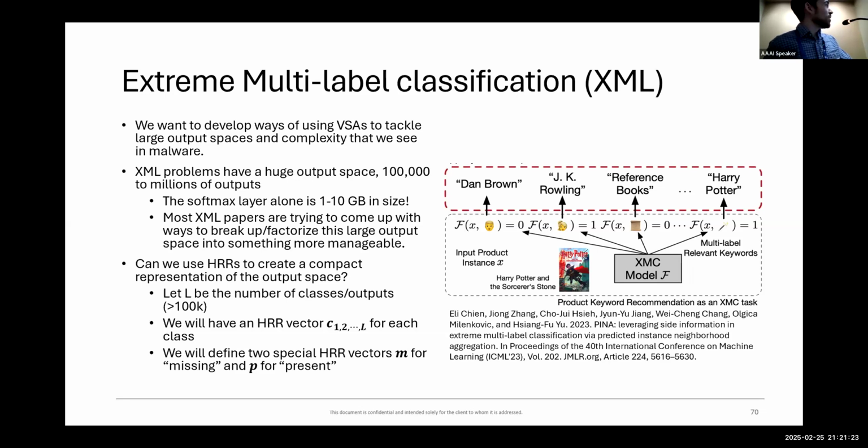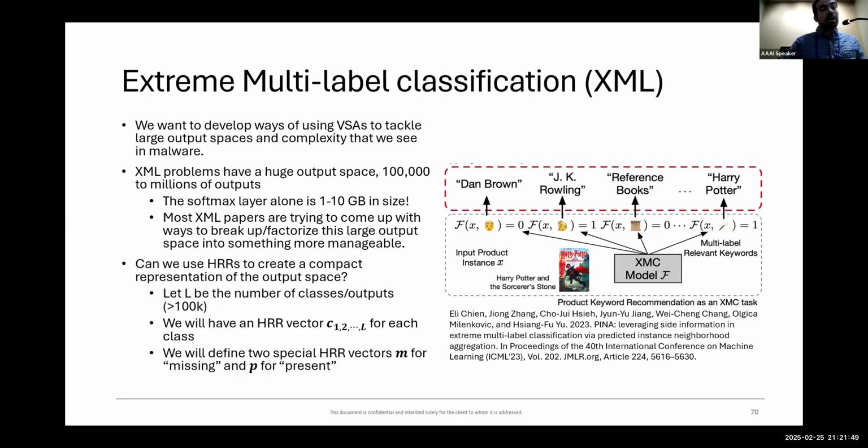Okay, so this is a lovely good task. And what we're going to do is assign every possible class that might be predicted as present its own VSA vector. And those are going to be C1 through CL for L total classes. And we're also going to define special vectors to represent the concept of a class being missing and the concept of a class being present.